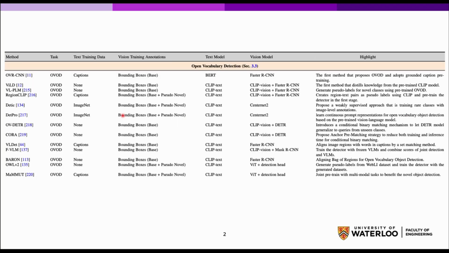I just gave a high-level insight into these methods, but there's actually a lot of work that goes into this particular niche. So feel free to check out some of these resources if you're interested. This is for 2D open vocabulary detection.